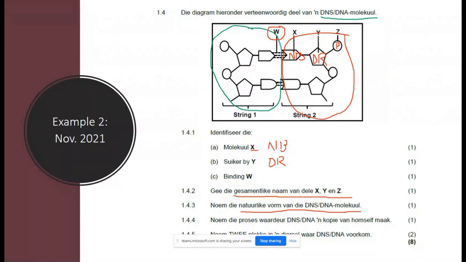It is a double helix. Name the process where DNA makes a copy of itself. Which process, during which process does DNA make a copy of itself? Come now, grade 12s. I know your teacher's done this with you. Well done, Marion High, DNA replication.